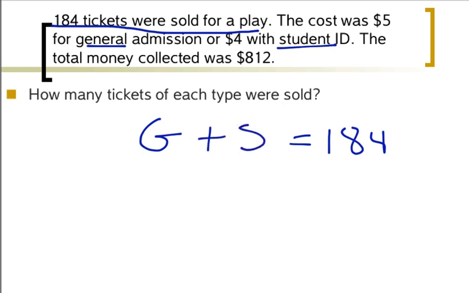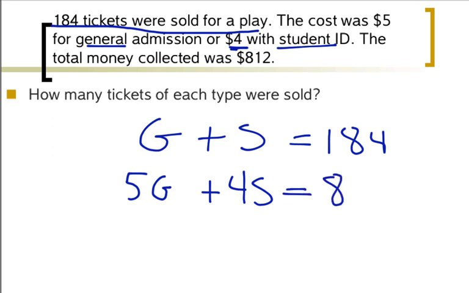Okay, and then it goes on to say, well, the cost was $5 for general admission. So now this is my new thought. So this is the first equation. Now we've got a new thought. Okay, so for general admission, it was $5. So every general admission I would multiply by 5. Okay, for each student admission, I'm going to multiply by 4. And that is a total of 812. Okay, so if you read it, it says the total money collected was $812.